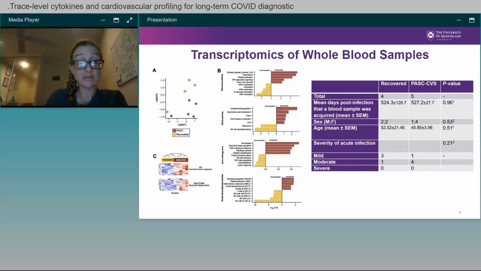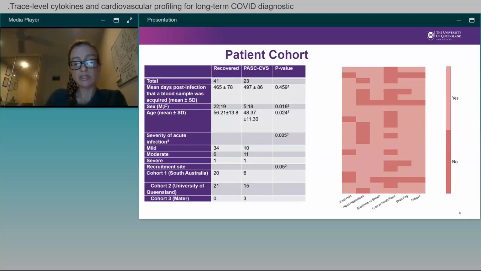But of course, these are really small preliminary studies. So we wanted to do this in a larger patient cohort. So what we did is we recruited individuals across 3 sites in Australia, from South Australia, the University of Queensland, and the Mater Hospital in Queensland as well.